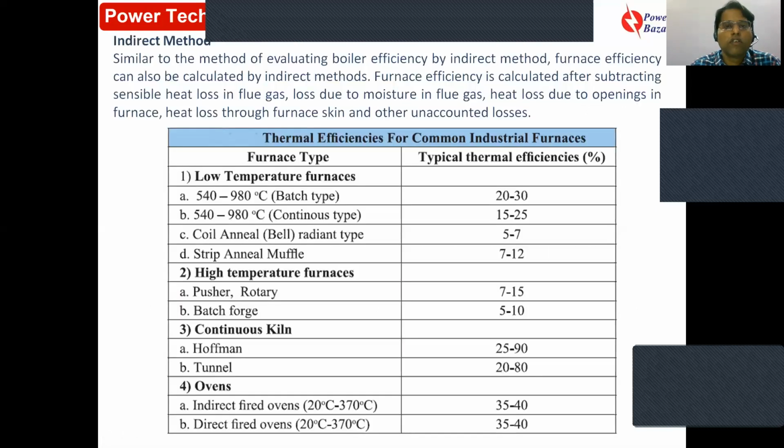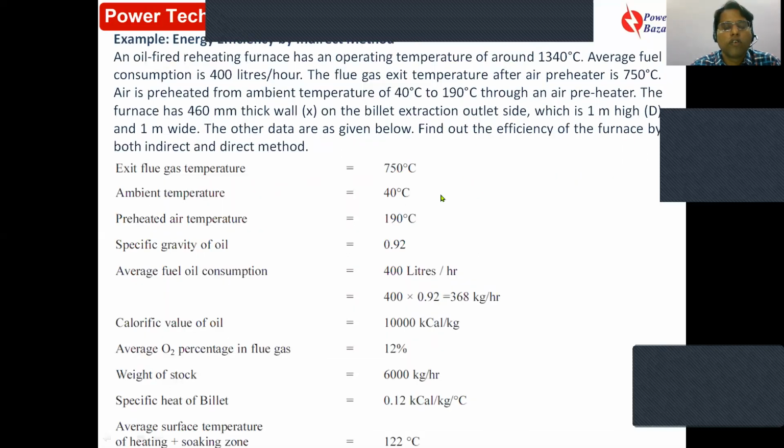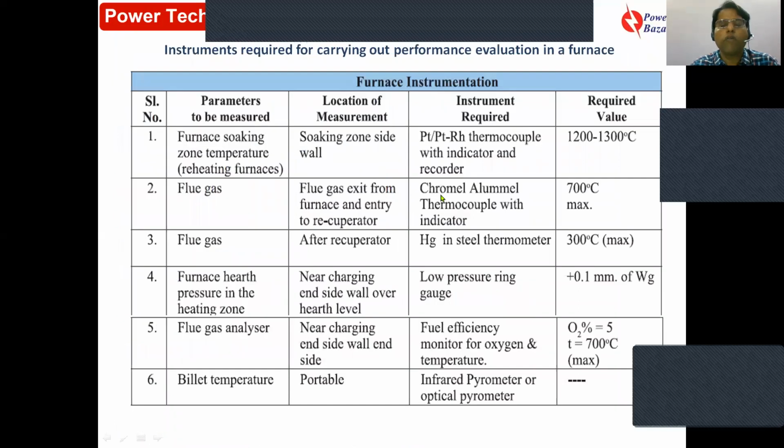Now, what are the instruments required particularly to determine the furnace efficiency? What measurements exactly do we need to carry out during the energy audit period? Furnace consumes a lot of thermal energy, so a typical measurement has to be done. One is the furnace soaking zone temperature. That means the material coming out, so heat has been soaked. So we need to measure the furnace soaking zone temperature.